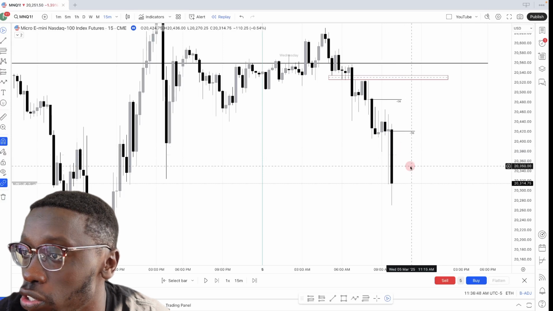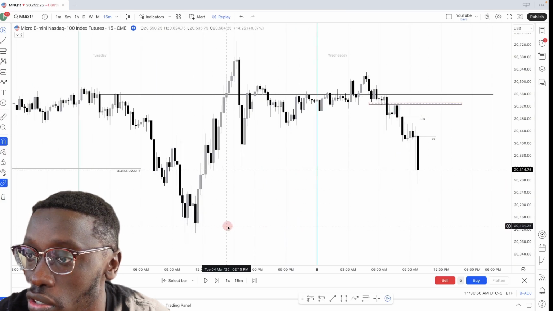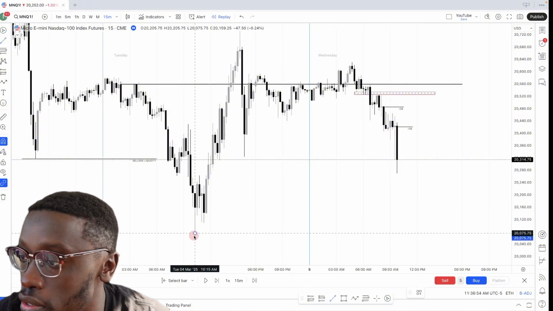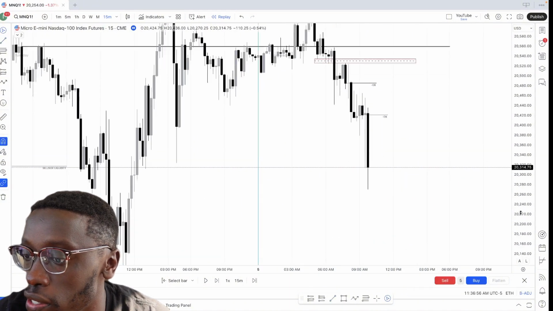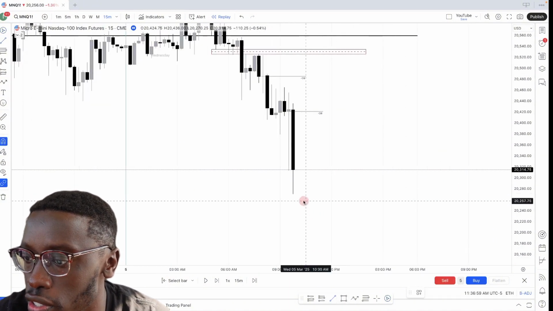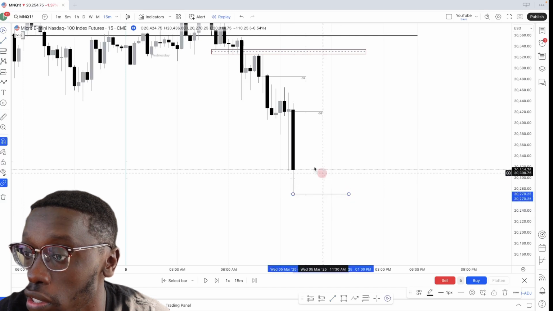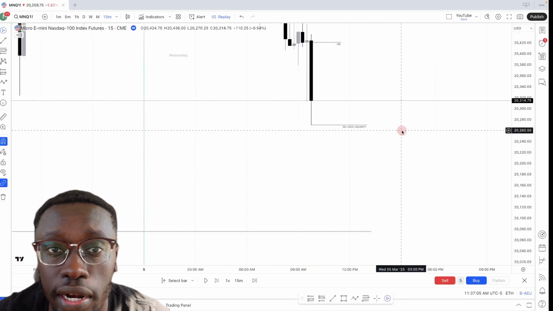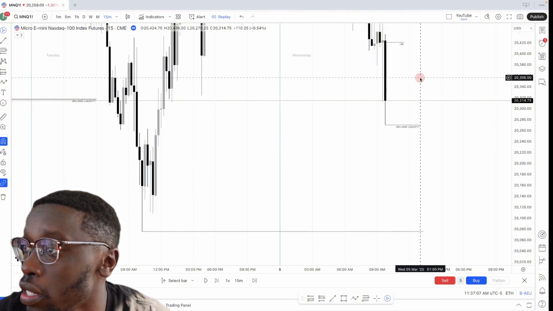I was looking only for short opportunities to target resting sell side liquidity. Where's our sell side liquidity? We had yesterday's low, right? We also had this 10 a.m. low, or this 9 a.m. hourly low, right? So all this was potential sell side liquidity that I was watching for the market to target.